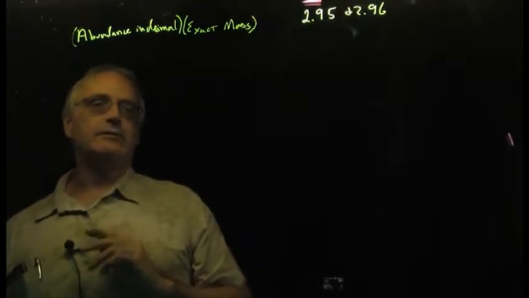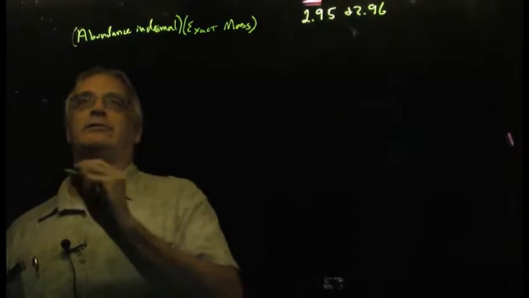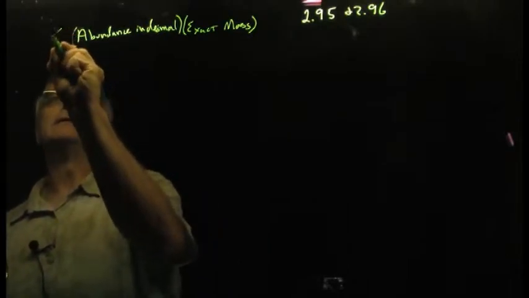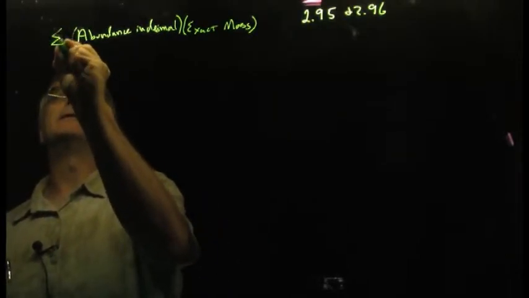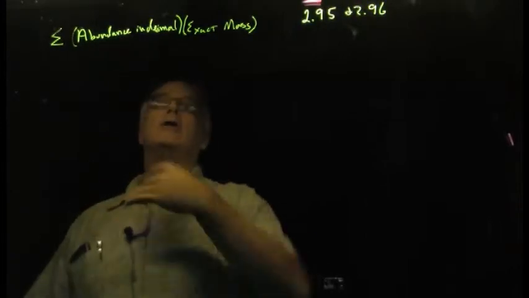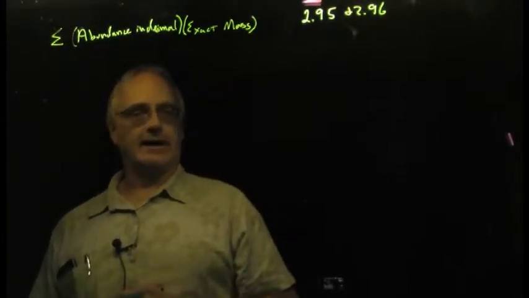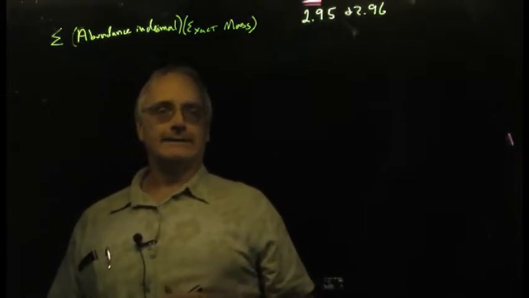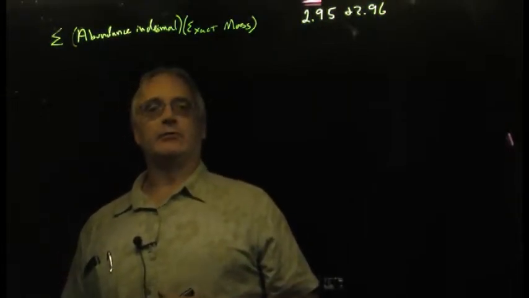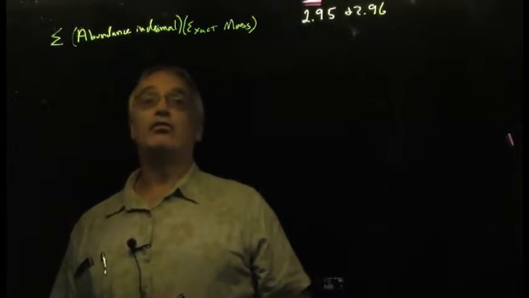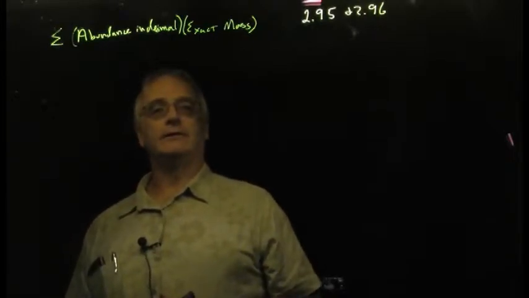I don't get to use these symbols very often, and it's so much fun to draw. There it is. Sum for all the isotopes, it's simply their abundance in decimal form times their exact mass. So, looking at the data in problem 95 for a moment, they give us information about 4 isotopes of lead.